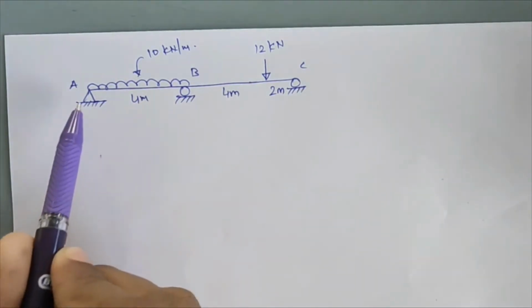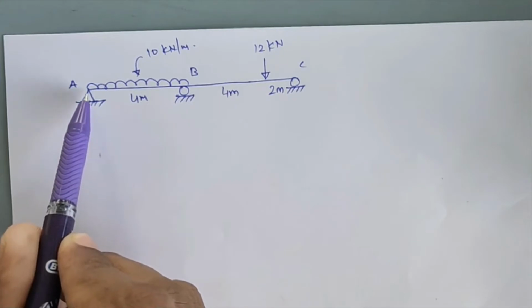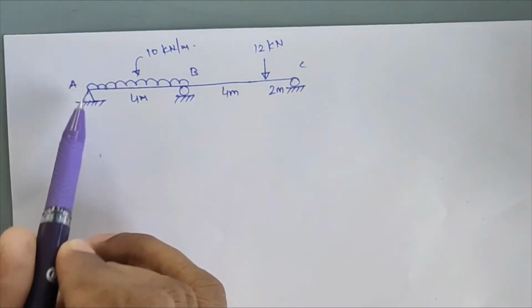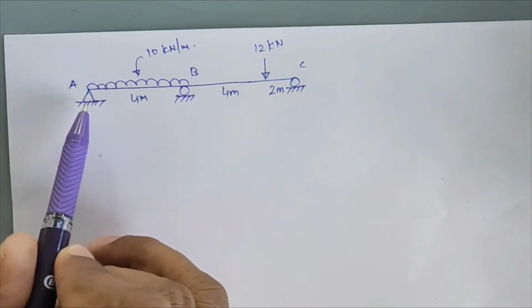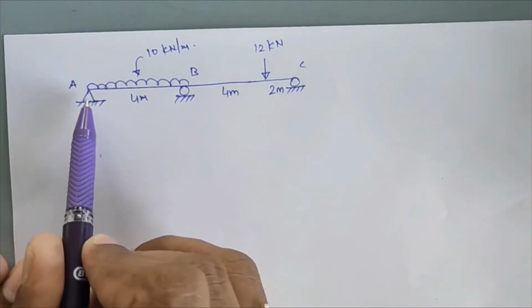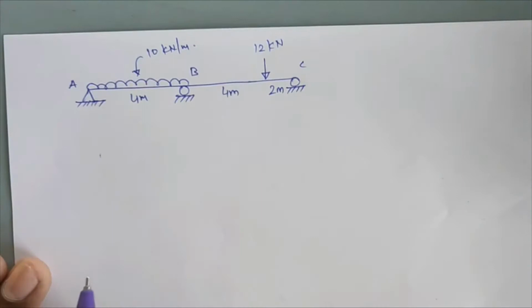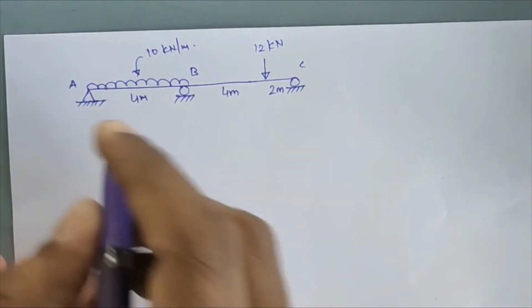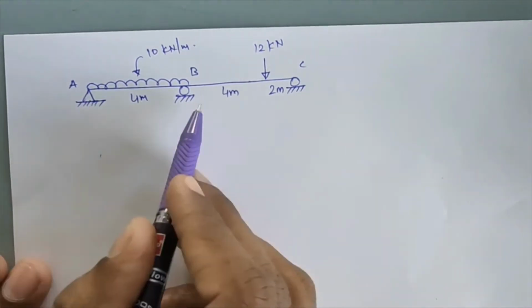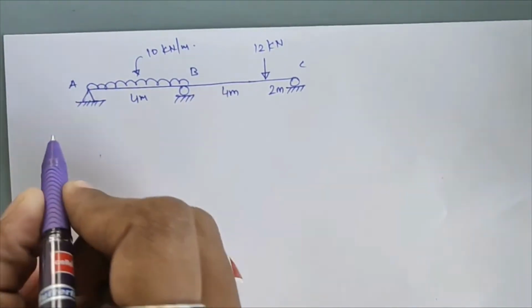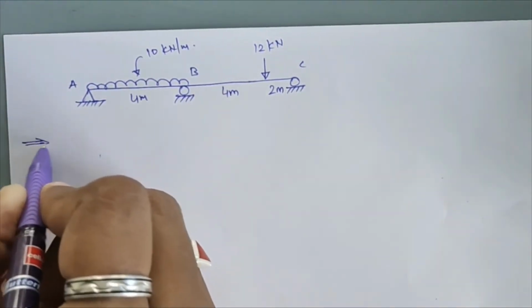In the previous numerical, at support A you had a fixed support. Now I have considered a hinge support at this place. So we are going to see what changes will be there in the numerical. We have to analyze the continuous beam ABC using the slope deflection equation, so we'll start the analysis process.